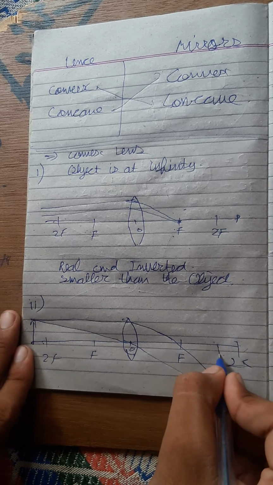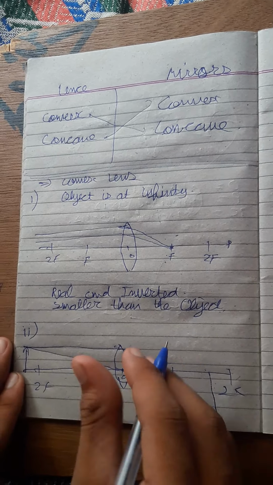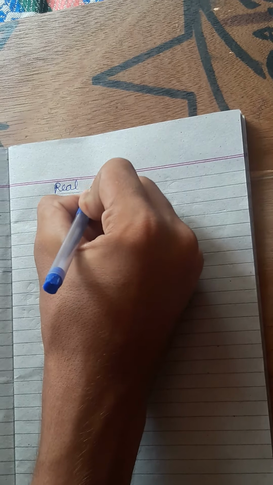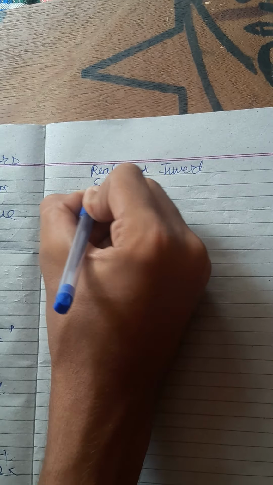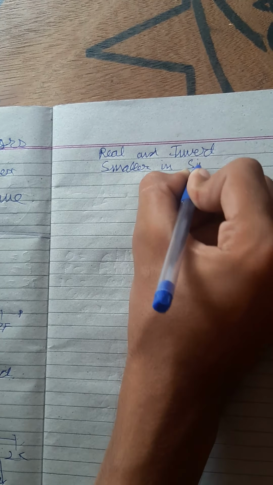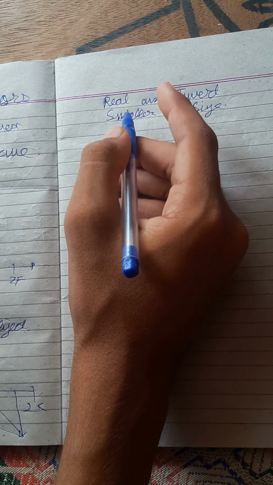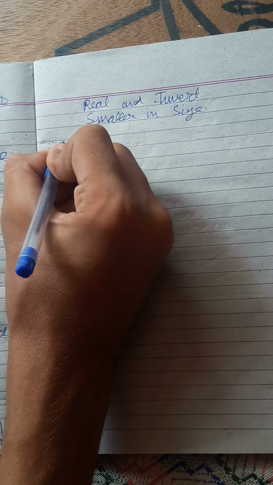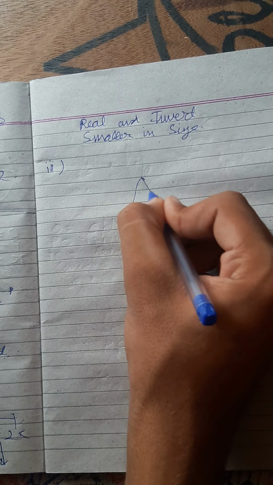So this is the object here. What are the characteristics of the image? The characteristics of the image are again real and inverted, and it is smaller in size compared to the object. Now take the third scenario, in which we are going to take the object placed at 2F.